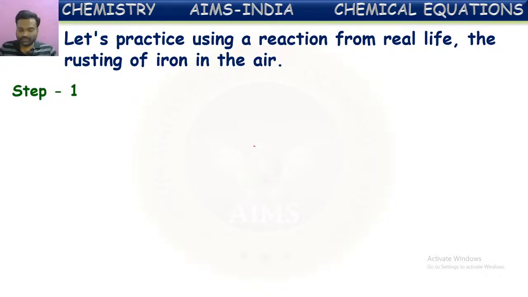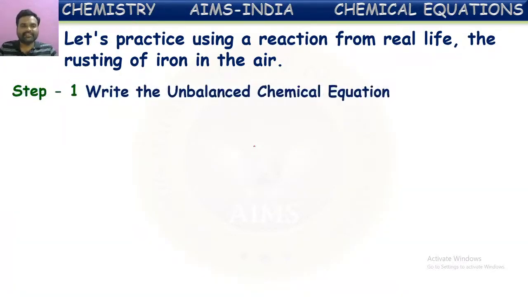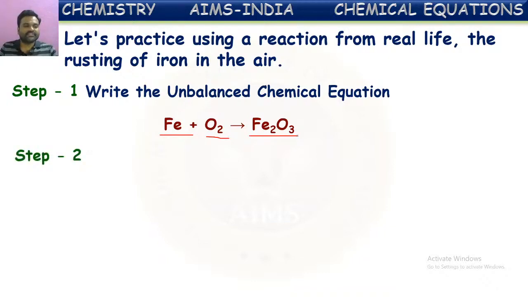The first step is to write the unbalanced chemical equation representing that chemical reaction. So first of all, we have to write the unbalanced equation which represents that reaction. We said rusting of iron: iron combines with oxygen to form iron oxide. This is the reaction behind rusting of iron. So first we write that unbalanced equation. We have written it. Next, second step.